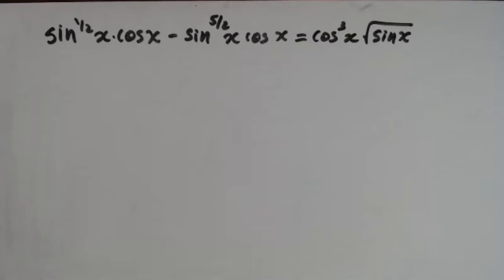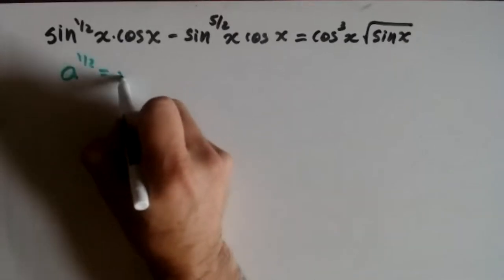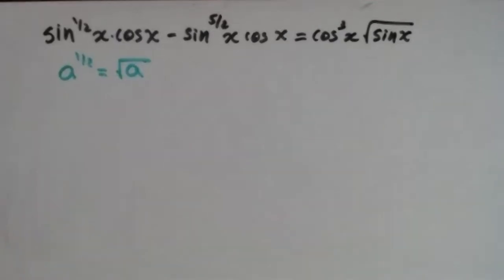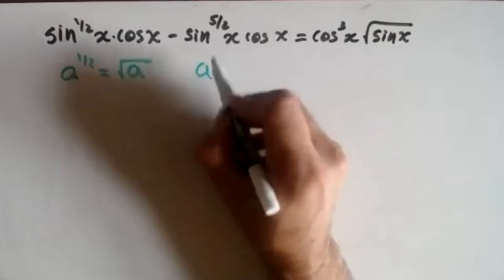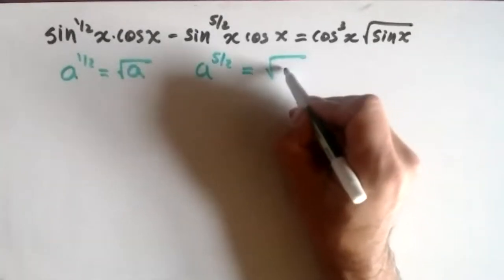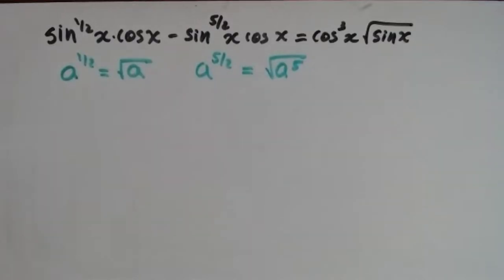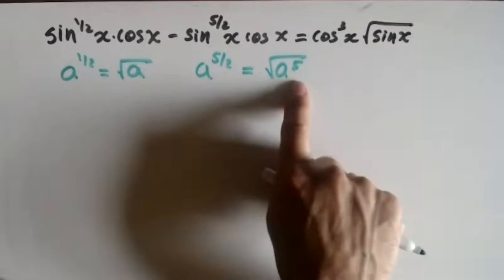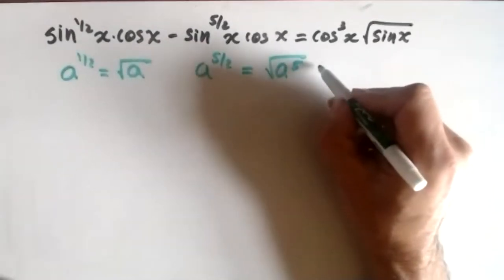So let me see now my algebra here. Let me just remember some algebra. So a to the 1/2 stands for square root of a, correct? Yeah. A to the 5/2 stands for the square root of a to the 5th, correct? It's the same. Now, how can you simplify this one?